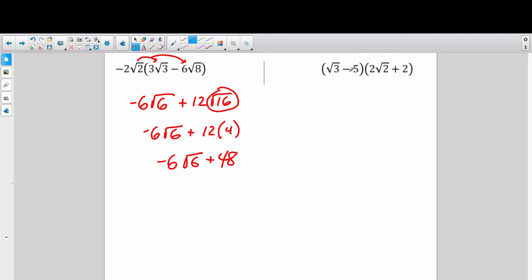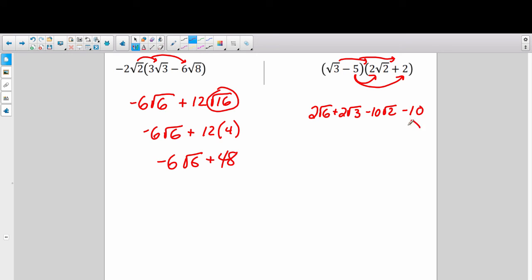For this one, it's a double distribution like a FOIL or box method, whatever you're into. So for this one, I'll do that and that. There's nothing on the outside of this radical 3. So you just keep the 2 and then multiply radical 6. Same thing over there, 2 radical 3. Okay. The next ones, negative 5 times 2 radical 2 would be negative 10 radical 2. And the very last one will be just negative 10.